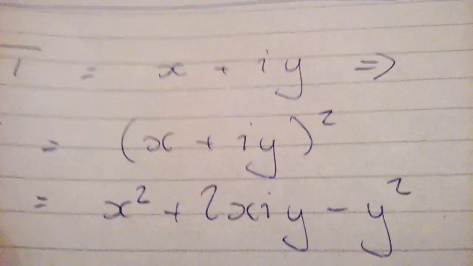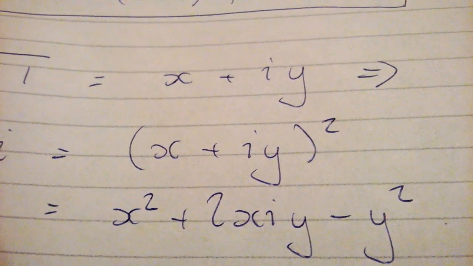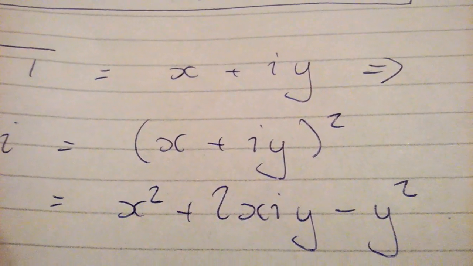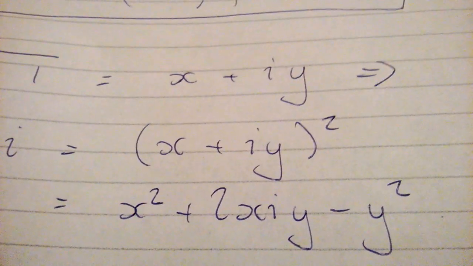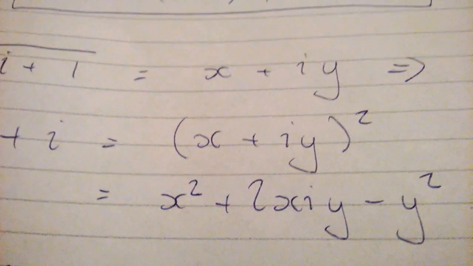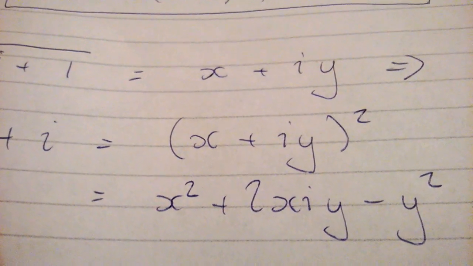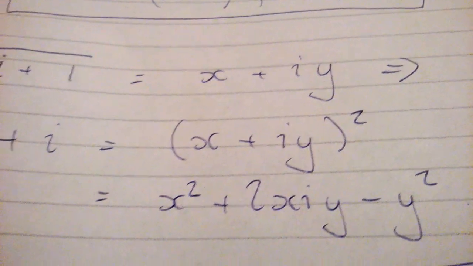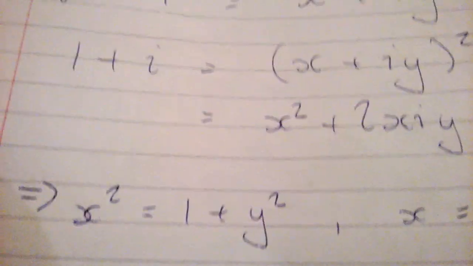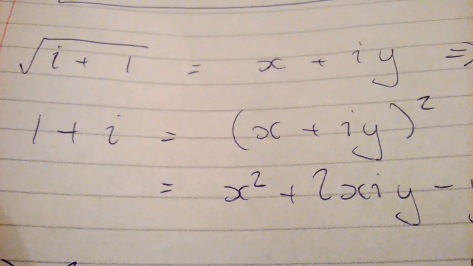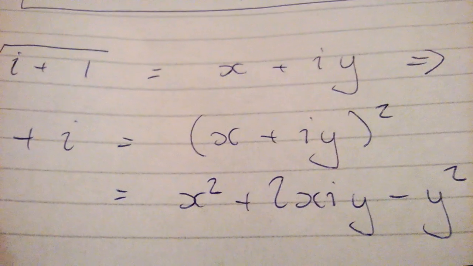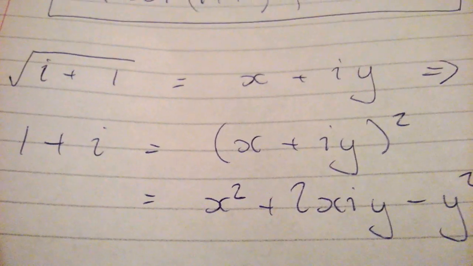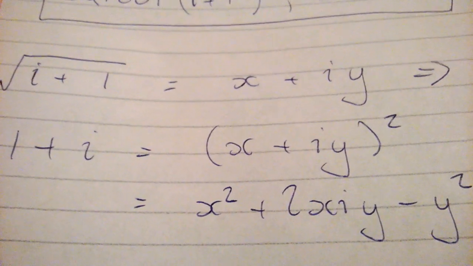It works out as x squared plus 2xiy, plus i squared y squared. Of course the i squared gives us -1, so we get minus y squared. Now we've got to match up the real and the imaginary parts of the equations. The real part on one side is 1, and on the other side it's x squared minus y squared, so 1 equals x squared minus y squared.